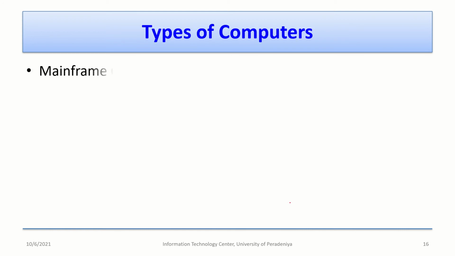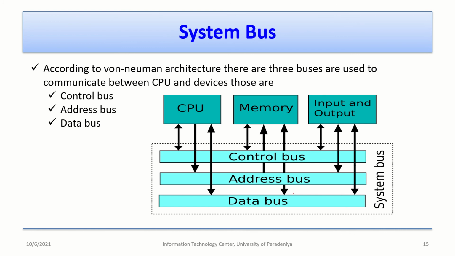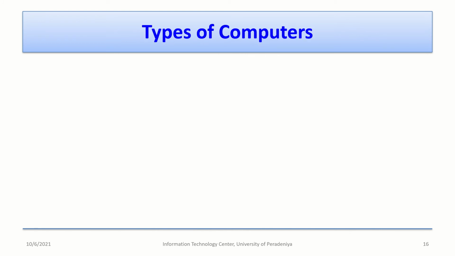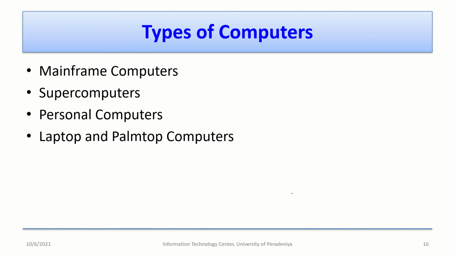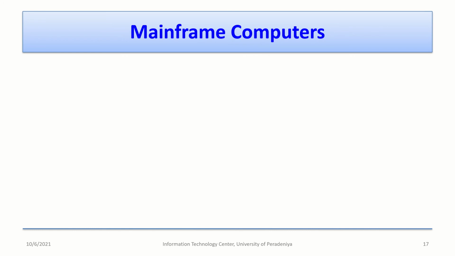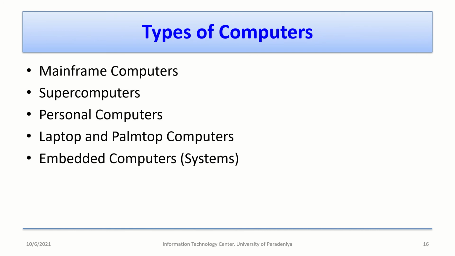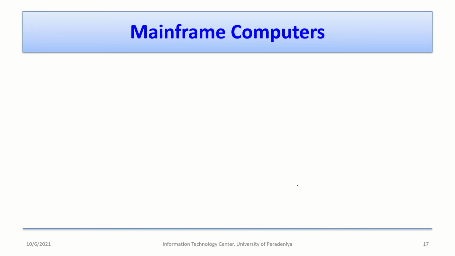Okay, next, that is the basic idea about the architecture of our computer. And next is types of computers. There are several types: mainframe computer, supercomputer, personal computer, and laptop or embedded computers. So these are the main computer types that we have. Let's take them one by one.